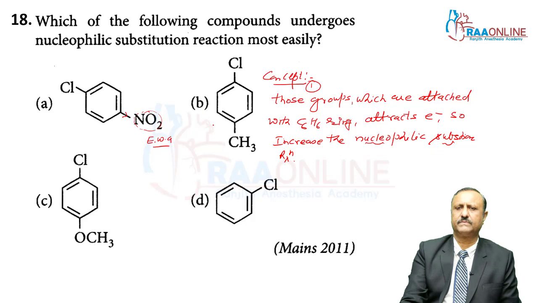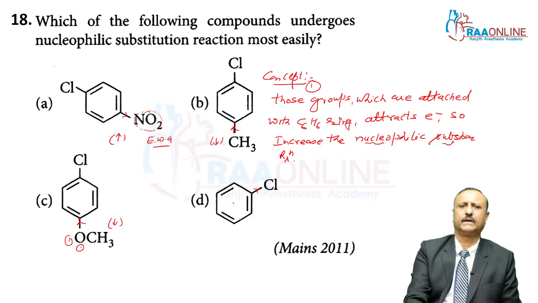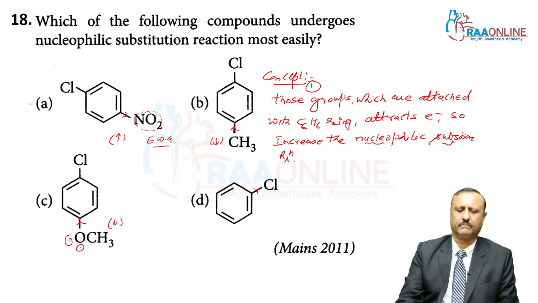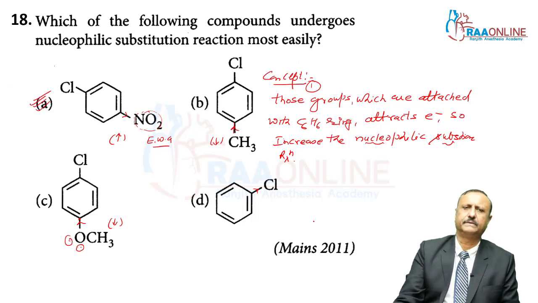Those groups which give or repel the electrons decrease the reactivity of nucleophilic substitution. Here, my dear students, lone pair electrons are present on oxygen. So, this lone pair gives its electrons to this carbon atom. So, it decreases the reactivity of nucleophilic substitution, and here the chlorine atom shows nucleophilic substitution reactivity. So, you can go to answer A, my dear students. Question number 18, answer is A.